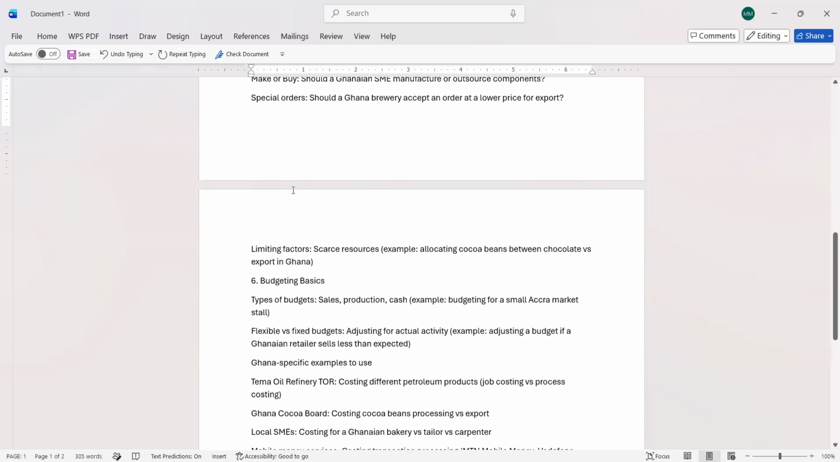We also consider limiting factors, scarce resources. For example, allocating cocoa beans between chocolate production and exporting in Ghana. If you are to allocate the cocoa beans in the production of chocolates in Ghana, or you are to export the cocoa beans, which one will be the best option? And what are some of the limiting factors? So we consider all these things.